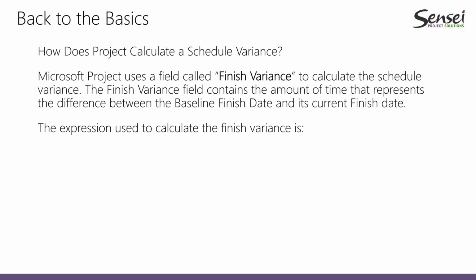Microsoft uses a field called finish variance, and this field is used to calculate the schedule variance. The finish variance contains the amount of time that represents the difference between what we planned in the baseline and the current finish date for a task or for the project itself. The expression used is finish minus baseline finish. This is the expression Microsoft Project uses internally.